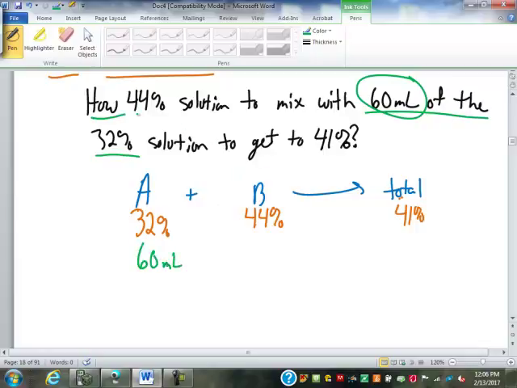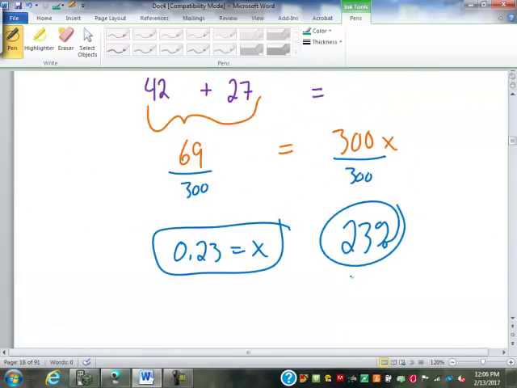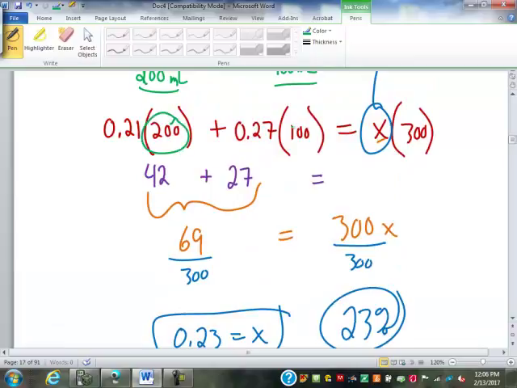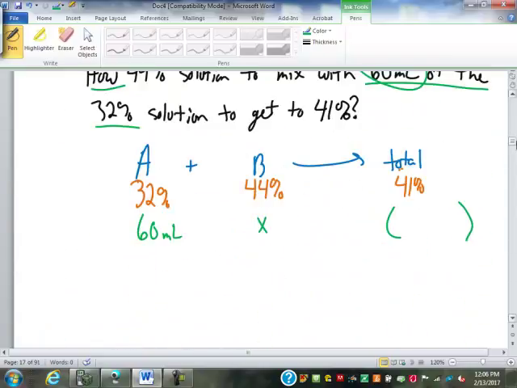We're asked how much of the 44% solution do we need to mix? So what we're looking for is the amount of the 44% solution. So I'm going to let that be X. So the question now becomes, how much of the total solution are we going to have? Well, up here, we did 200 plus 100 gave us 300. We're going to do the same thing down here. We have 60 milliliters of solution A plus X milliliters of solution B, which gives us 60 plus X milliliters of our final solution.